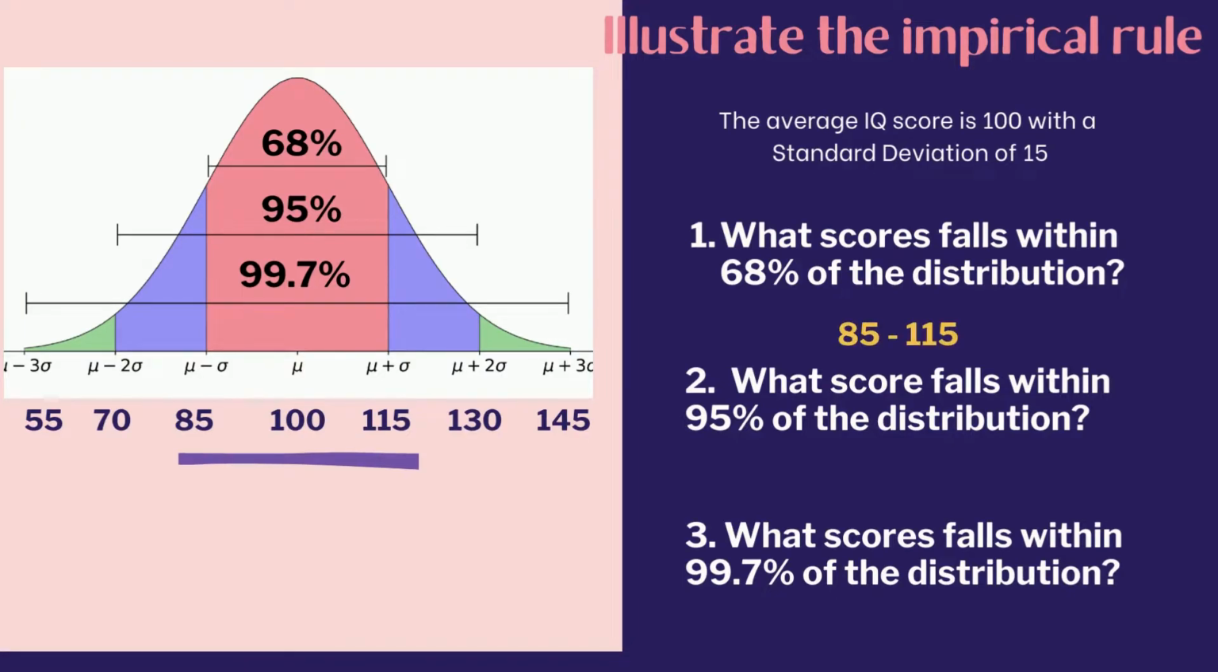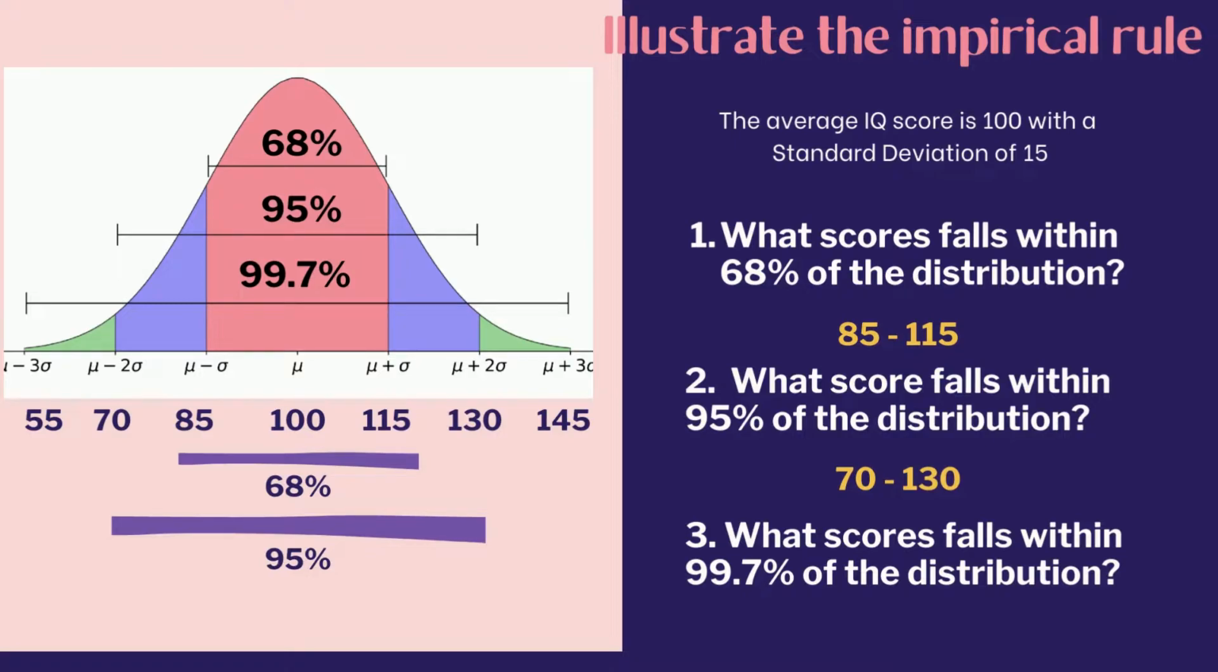So, the answer is 85 to 115. Number 2, the question is, what score falls within 95% of the distribution? So, the score is from 70 up to 130. So, the answer is 70 to 130.